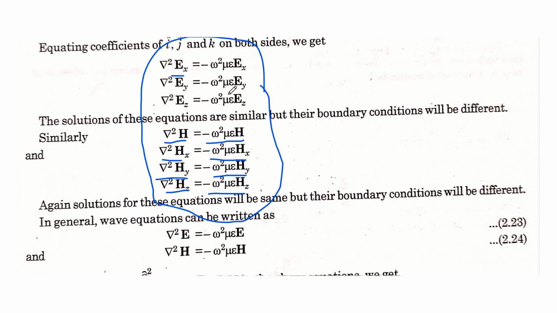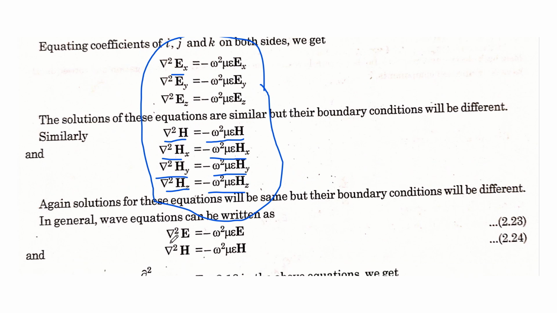So we can represent the electric field wave equation as del square E bar is equal to minus omega square mu epsilon E bar, and magnetic field wave equation as del square H bar is equal to minus omega square mu epsilon H bar. And these are the wave equations. Okay, these two are the wave equations. Remember these two. And this is about how to derive the wave equation.